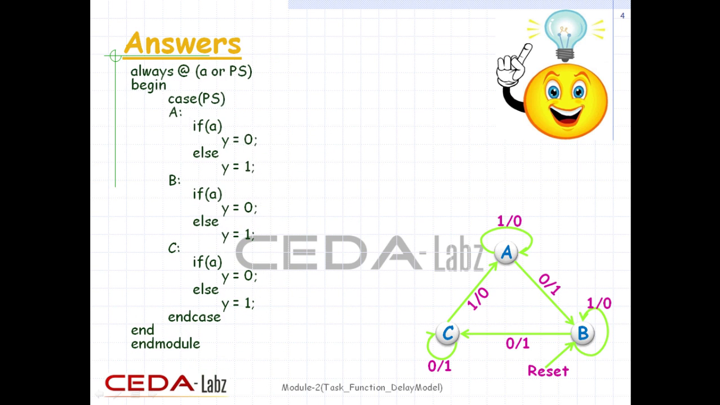And this one is the output logic coding part. Here, output is evaluated depending on input and present state. In case of A, when input is high, output is 0, and when input is low, output is high, that is, 1. Rest 2 cases are also written in the same manner, considering the state diagram.